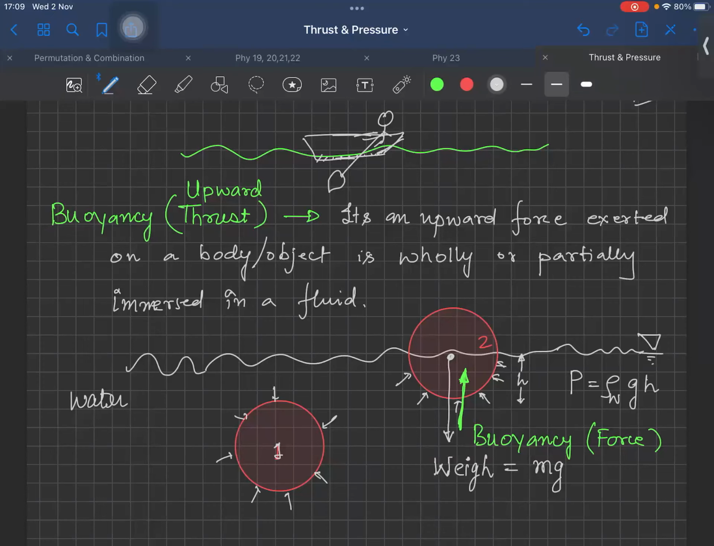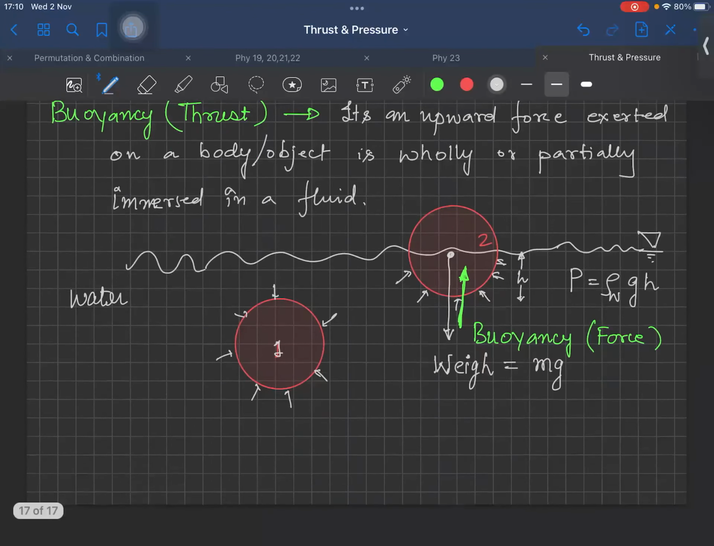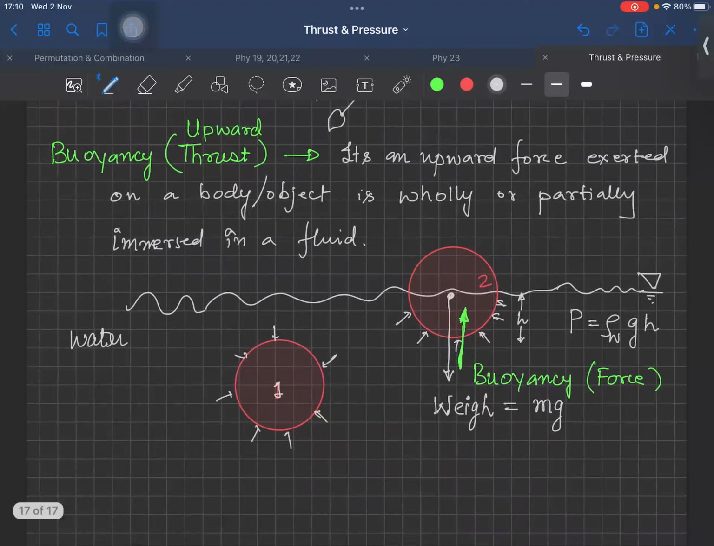Now, because of this buoyancy, the body will seem to lose some of its weight. How many of you have done swimming? When you swim, when you go in water, you feel a little light, right? Yes, sir. It is because of buoyancy, because there will be a buoyant force acting on your body because of the fluid pressure. That is why you feel a little lighter.